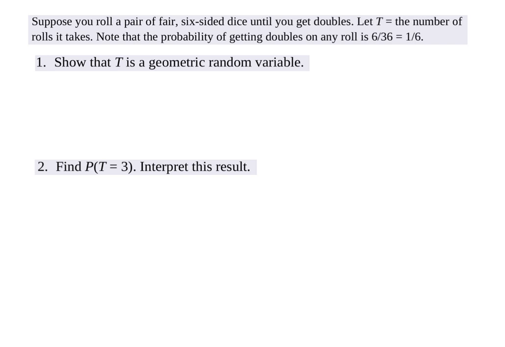All right, let's check out one example about geometric distributions. So suppose you roll a pair of fair 6-sided dice until you get doubles. So that's how we know it's a geometric distribution, and let capital T equal the number of rolls it takes until you get those doubles. So note that the probability of getting doubles on any roll is 6 out of 36, or 1 out of 6. So first up, let's show that T is a geometric random variable.